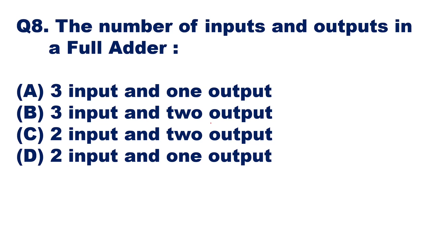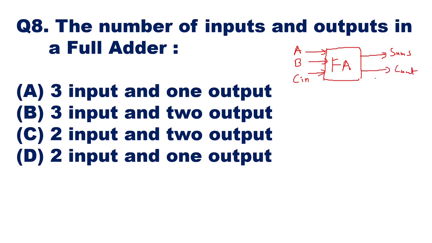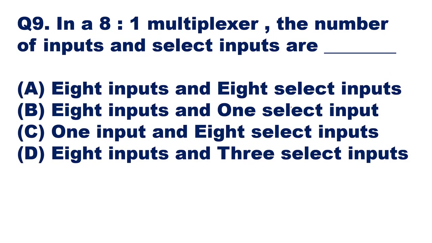Question number 8, the number of inputs and outputs in a full adder. Okay. Now, if you remember the full adder circuit, in full adder circuit, we had the block as, say, this is full adder. And in full adder, we had input A, input B, and one more input, which will be called as carry in. And the output was sum S and carry out, C out. So a full adder circuit, if you see, it will be having three inputs and two outputs. So out of this option, you can see option B is three input and two output. So number of inputs and outputs in a full adder are three input and two output. So option B is the right answer. Then we'll go to the next question.